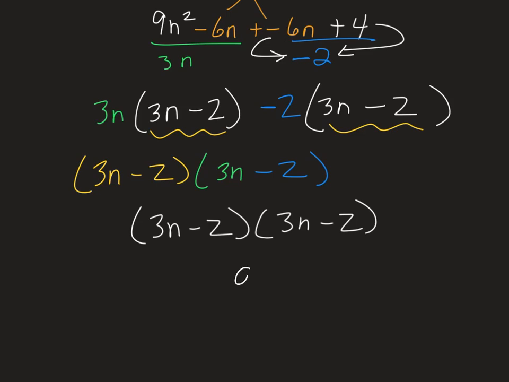Frequently you see it written like this, because you notice it's exactly the same two binomials multiplied by each other. So we do frequently write it like that as well, to represent the fact that 3n minus 2 is multiplied by itself twice.